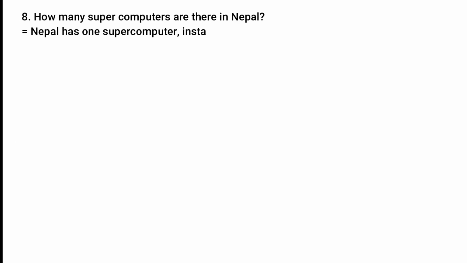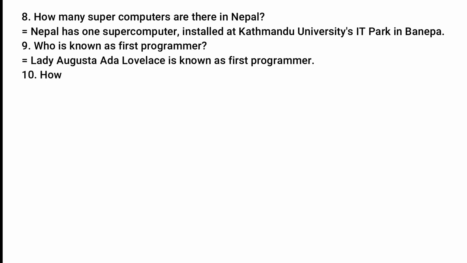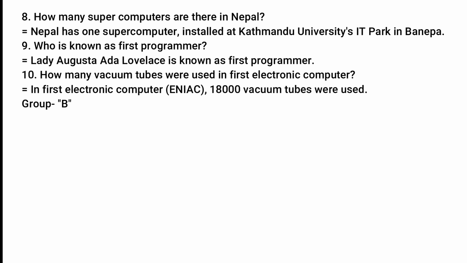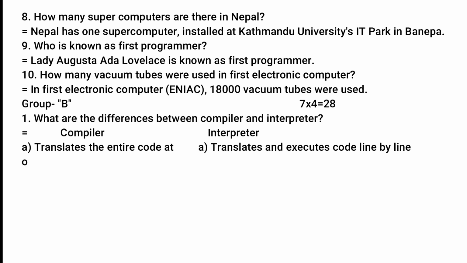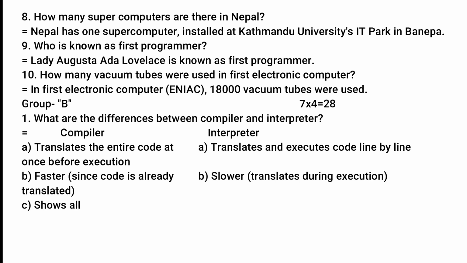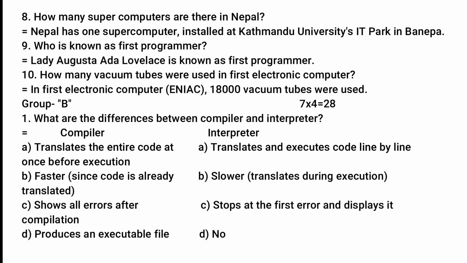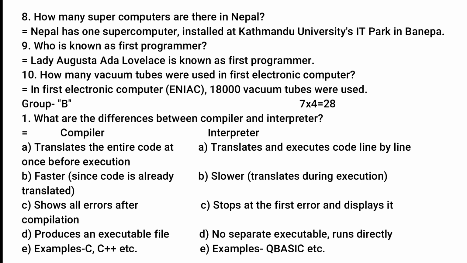8. How many supercomputers are there in Nepal? Nepal has one supercomputer installed at Kathmandu University's IT Park in Banepa. 9. Who is known as first programmer? Lady Augusta Ada Lovelace is known as first programmer. 10. How many vacuum tubes were used in first electronic computer? In first electronic computer, ENIAC, 18,000 vacuum tubes were used.